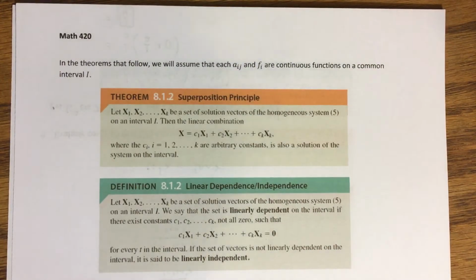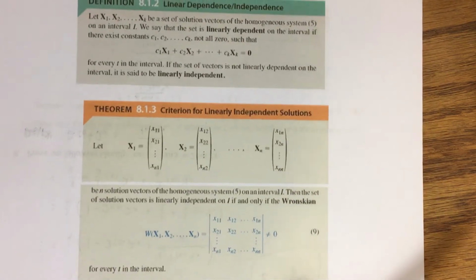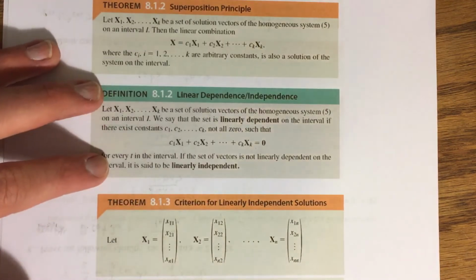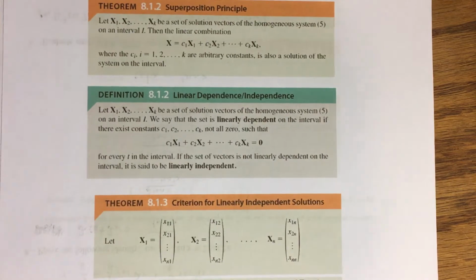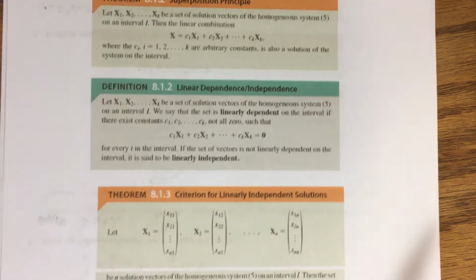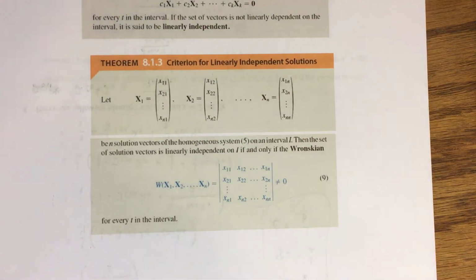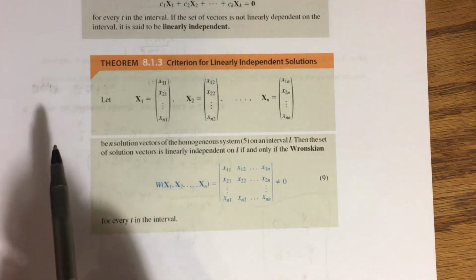All right, so we're picking up where we left off in the last video. We had talked about linear dependence and linear independence in the context of solutions to linear systems, solution vectors to be a little bit more accurate. And now we're going to talk about this next theorem, which is, again, mimicking something in section 4.1, criterion for linearly independent systems.